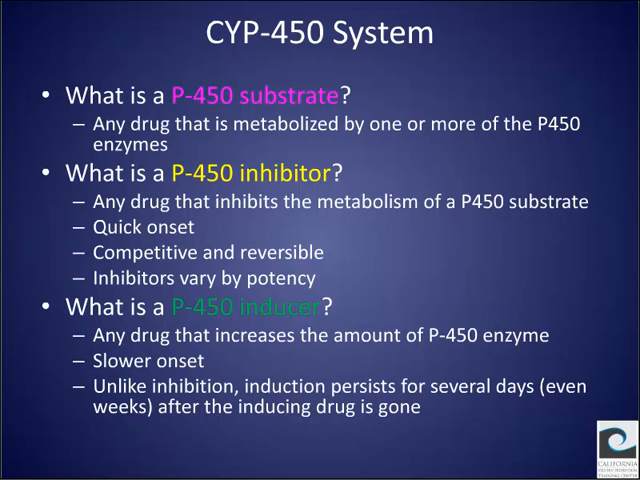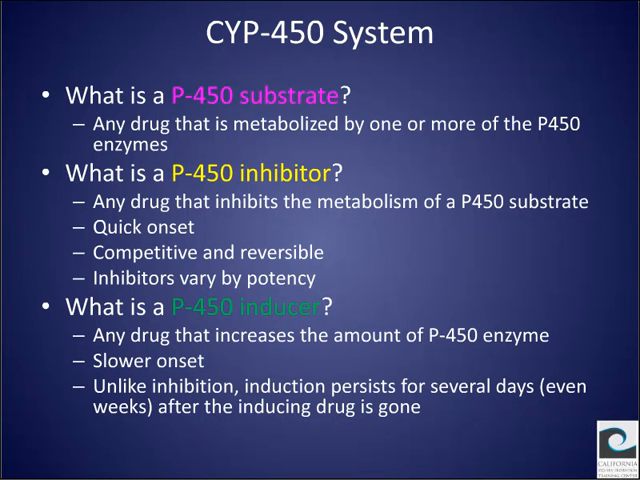So what is a substrate? A substrate is a drug that is metabolized by one or more of the P450 enzymes. The inhibitor is the drug that inhibits the metabolism of the substrate. So if you give an inhibitor with a substrate, the inhibitor will decrease the metabolism of the substrate. For an inhibitor, the onset is usually fairly quick. It's competitive and reversible, meaning that if you do have an inhibition effect, you can dose adjust for it. And the inhibitors vary by potency.